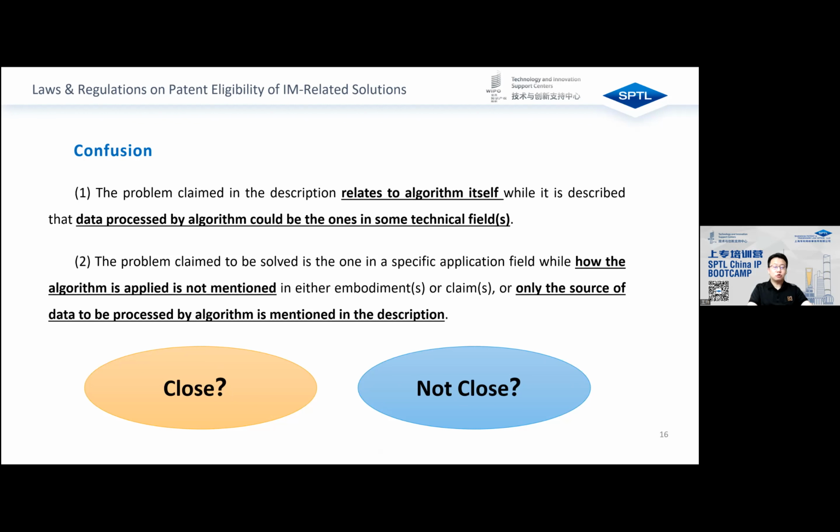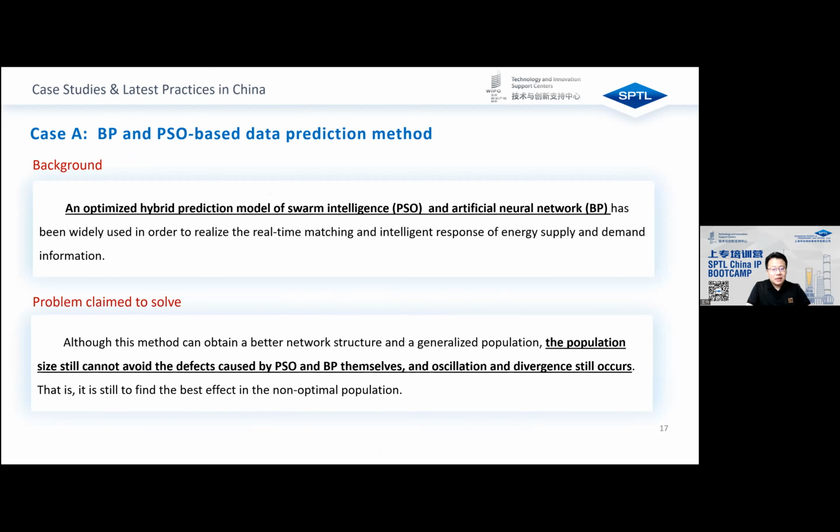Seeing is believing. Let me introduce two typical cases. From these cases, I believe we can learn how to draft an eligible IM-related specification. Okay, let's see the first case. As the first case, its name is BP and PSO-based data prediction method.